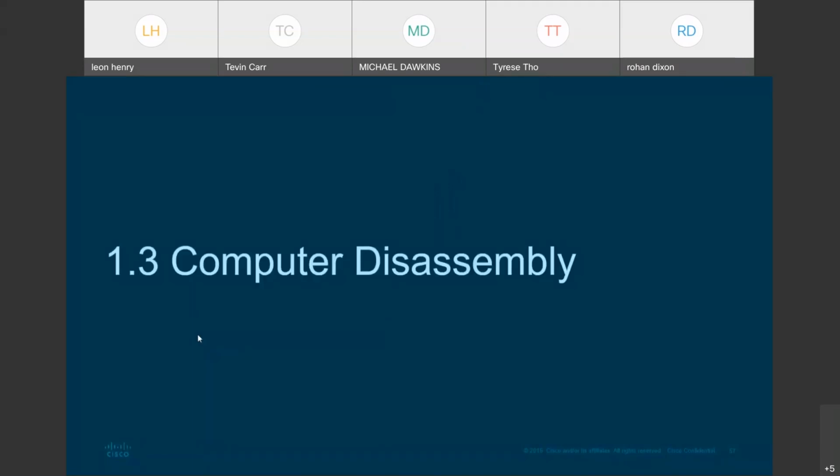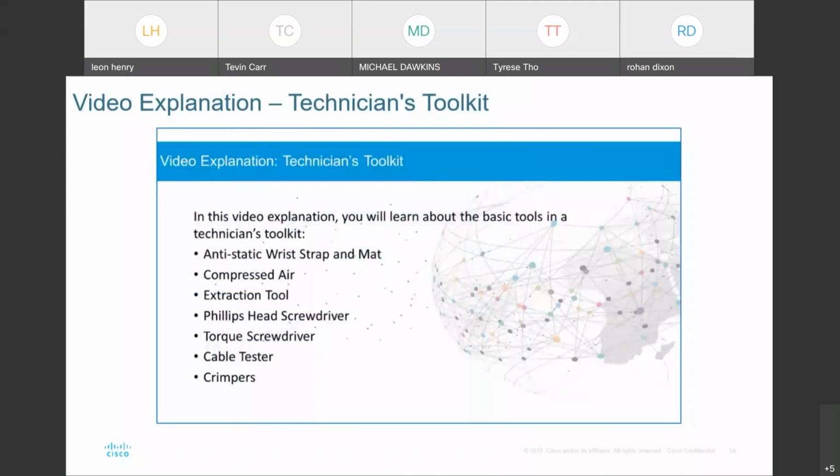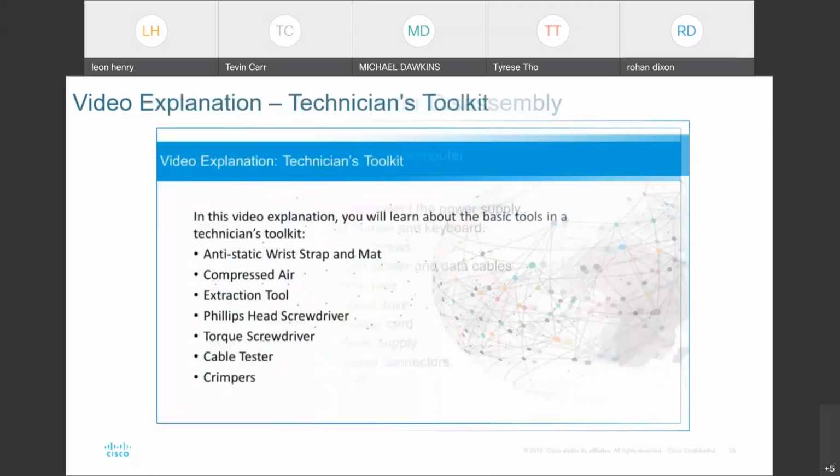All right, so we complete input devices and output devices. We are going to move now to computer disassembly. Once we complete this chapter, we're going to get back in and do some questions and check your understanding. So I hope you guys were reading. All right, so we will do this video.